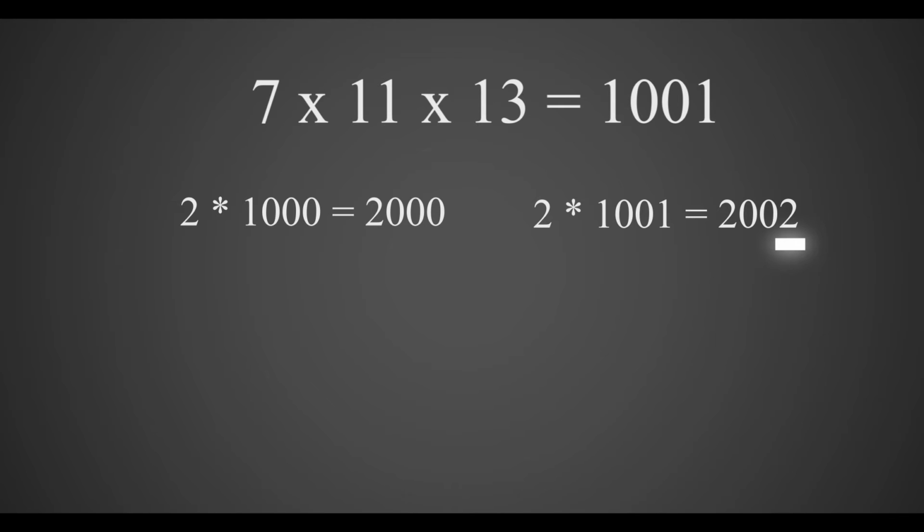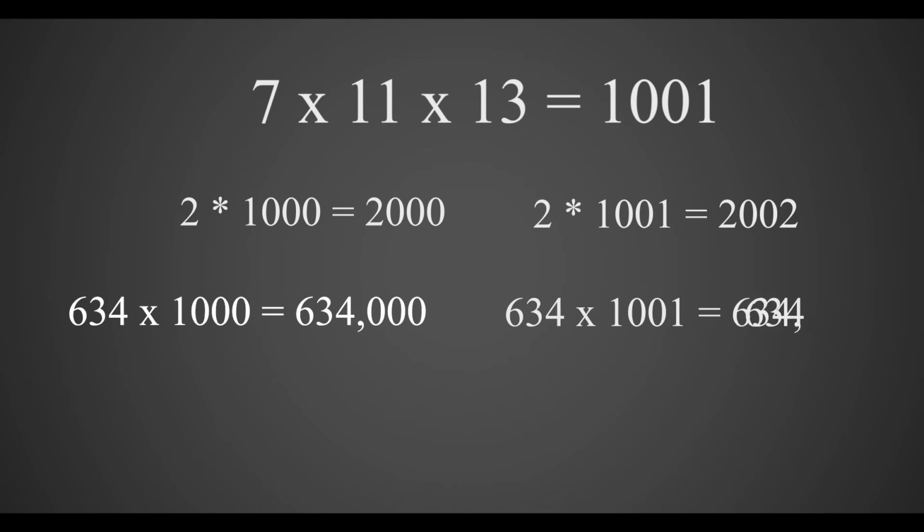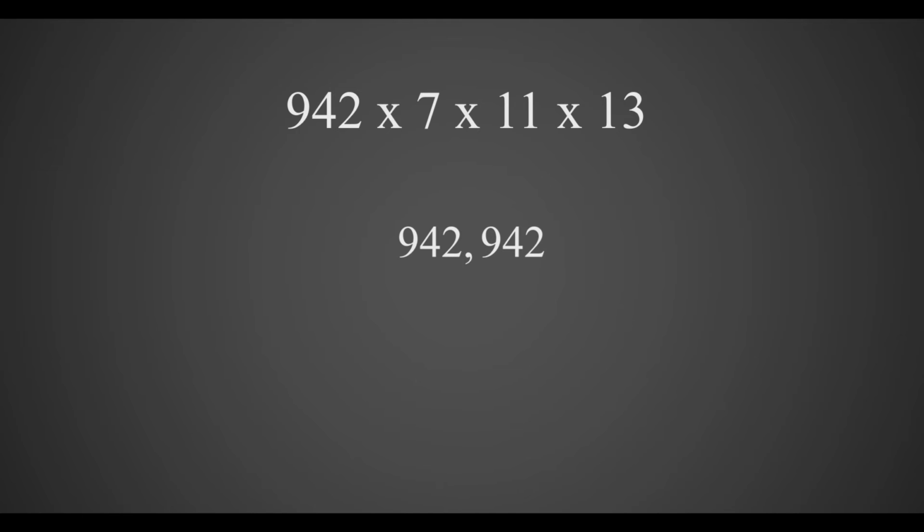So like, let's say the number 634 times 1,000 is 634,000, but then if it's multiplying it by 1,001, you would add 634 again. Now that's the way it works. You can do this with any 3-digit number. So let's say you have 942 multiplied by 7 times 11 times 13, you would just have to do 942 and then duplicate it again. So 942,942.